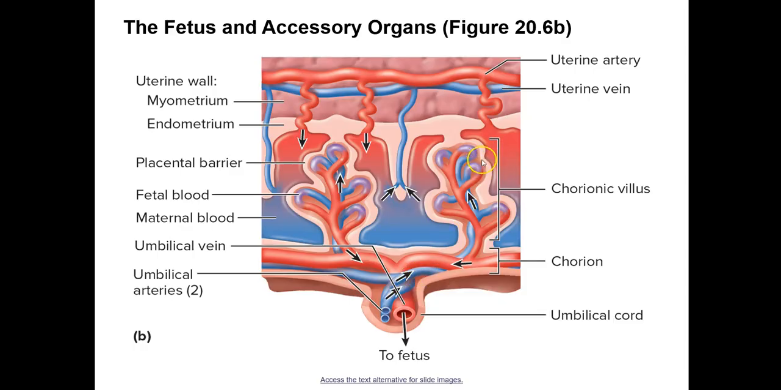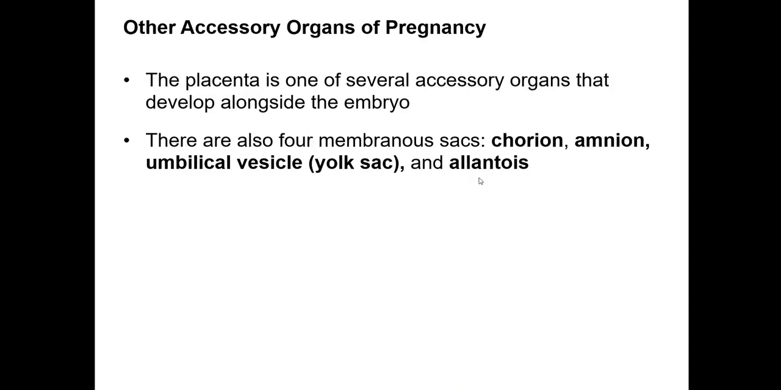And so this is where the gas and nutrient exchange is occurring, across this placental barrier. It's a very thin membrane that is separating the fetal blood from the maternal blood in the placenta.